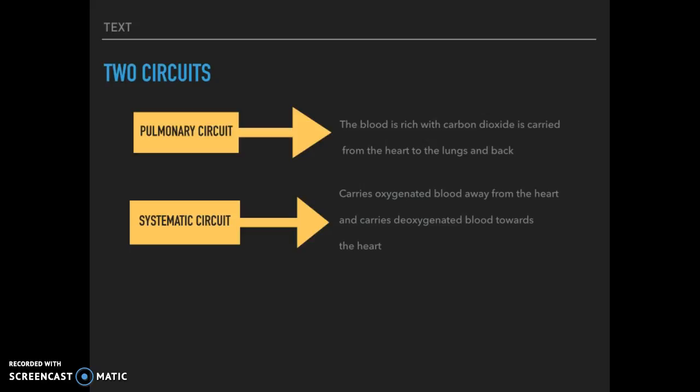There's two circuits of the cardiovascular system. There's the pulmonary circuit and the systemic circuit. The pulmonary circuit is to do with the lungs, so where the blood rich with carbon dioxide is carried from the heart to the lungs, and then with a high pressure of oxygen back from the lungs to the heart. The systemic circuit is where the oxygenated blood is carried away from the heart and then is carried back to the heart, but is deoxygenated.